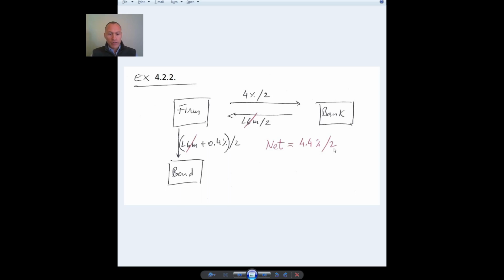So again, the swap is an easy way to transform a floating rate liability, in this case, into a fixed rate liability. It's quick to do, it's relatively cheap, and when the firm decides to cancel, it can very easily also close the swap and return back to the floating rate that it has. Okay.